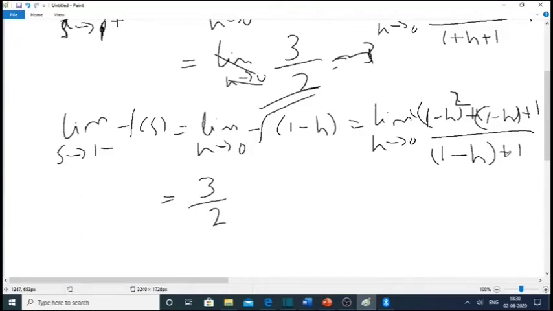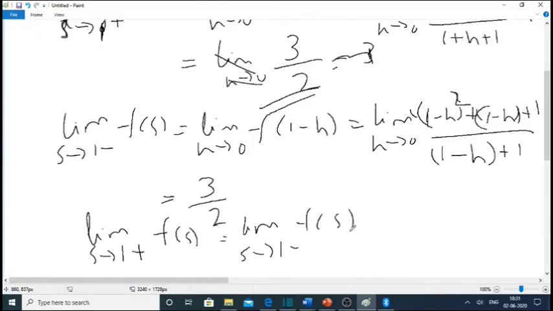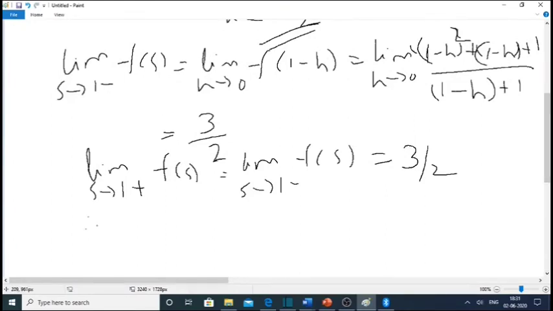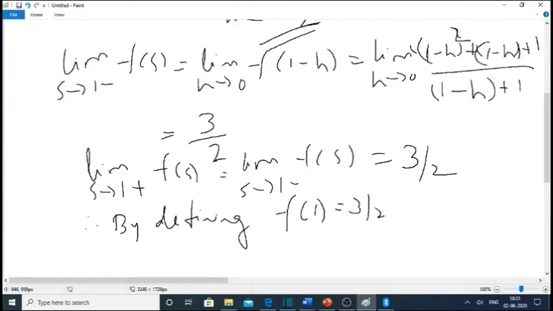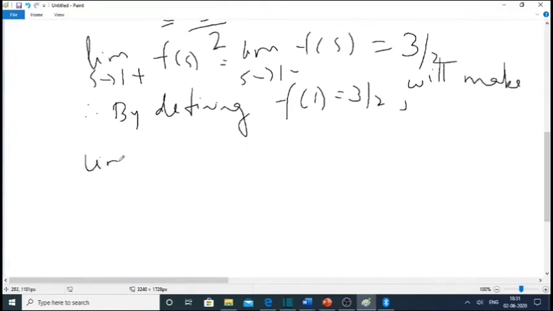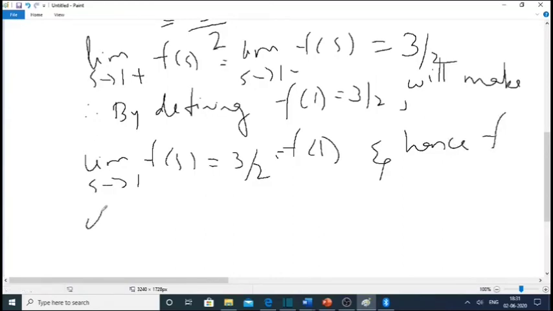Hence limit s tends to 1 plus f of s and limit s tends to 1 minus f of s are equal, which is equal to 3 by 2. Both these limits exist and are equal to 3 by 2. Therefore, by defining f of 1 equal to 3 by 2 will make limit s tends to 1 f of s equal to 3 by 2 equal to f of 1, and hence f is continuous at 1.